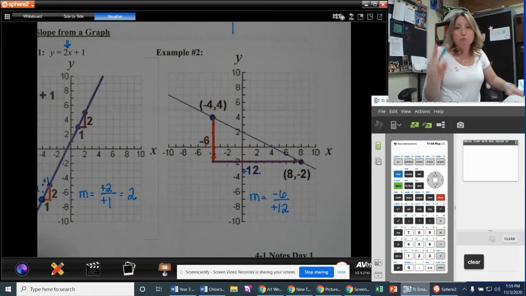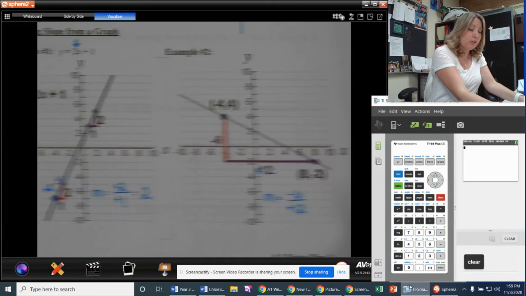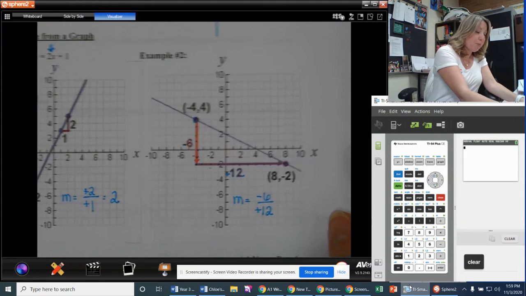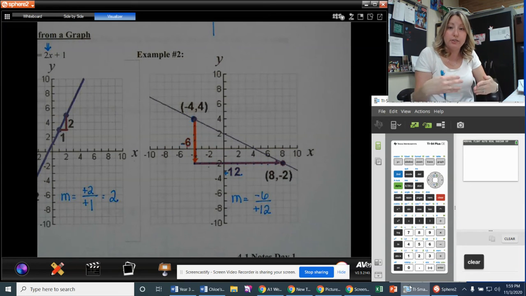Now, if you have one negative sign in your slope, either on the top or the bottom, it doesn't matter where. If there is one negative sign, the entire slope is negative. Think about it. This slope was positive. Look at the direction of the line. This slope is negative. Look at the direction of the line. That drives which direction your line is going.